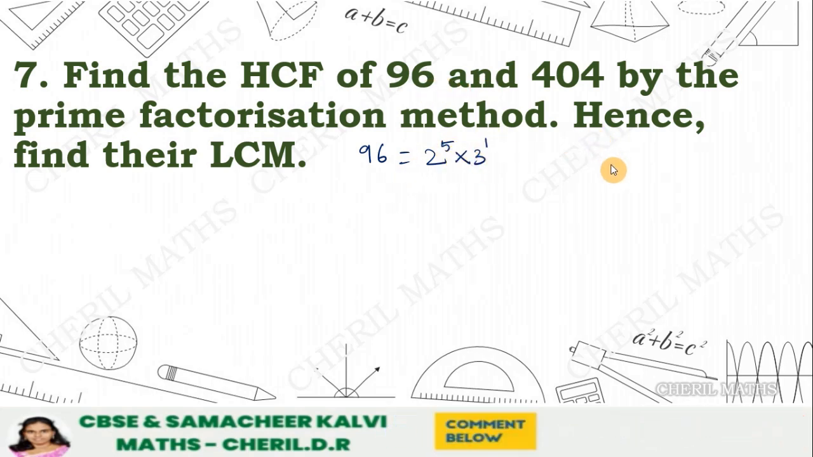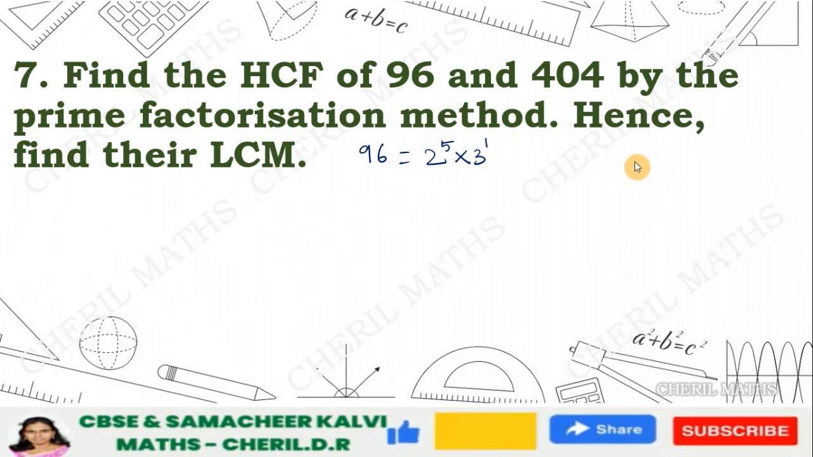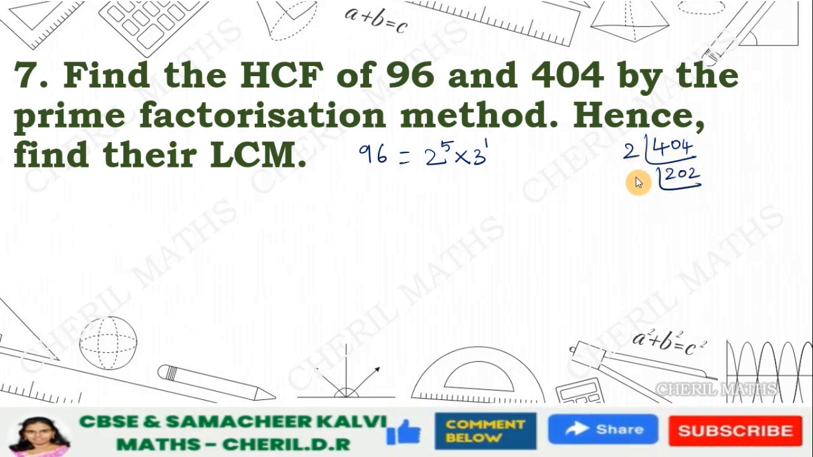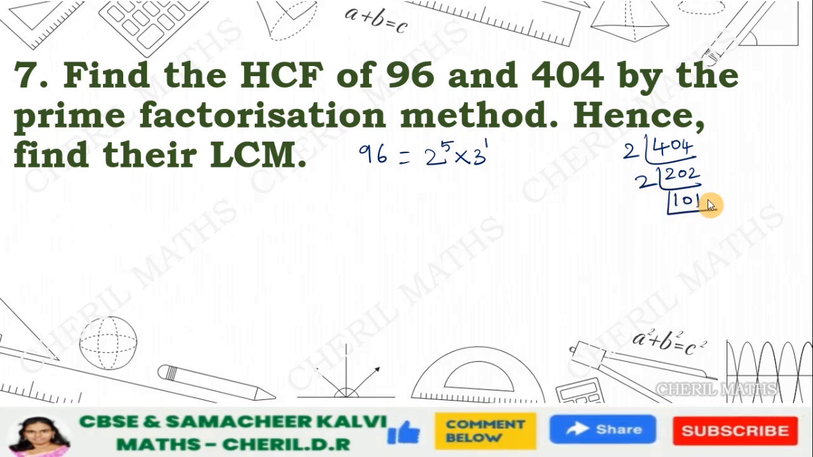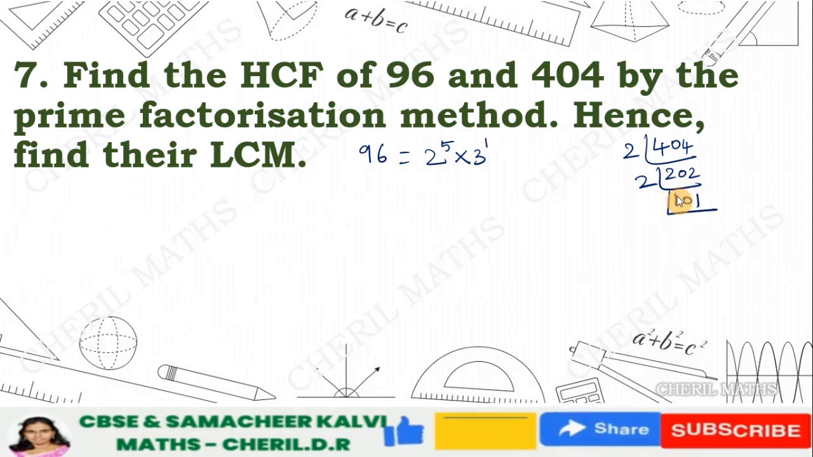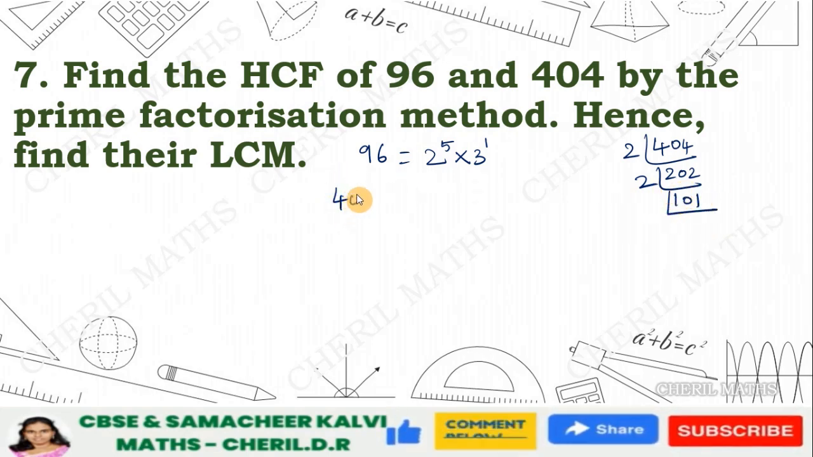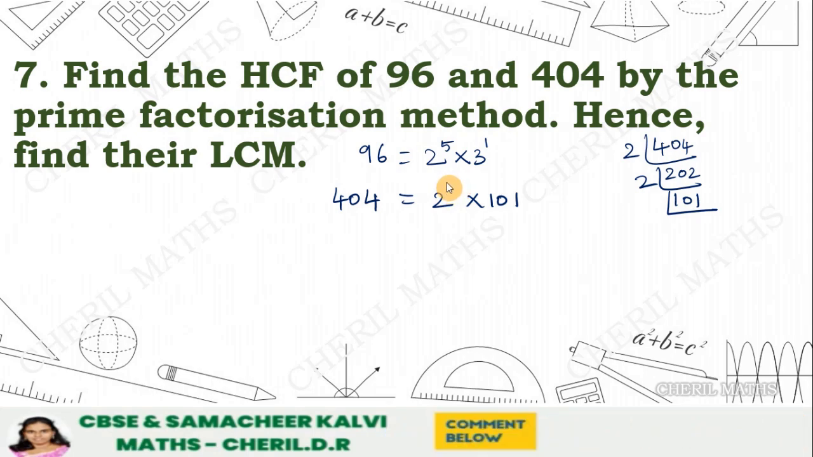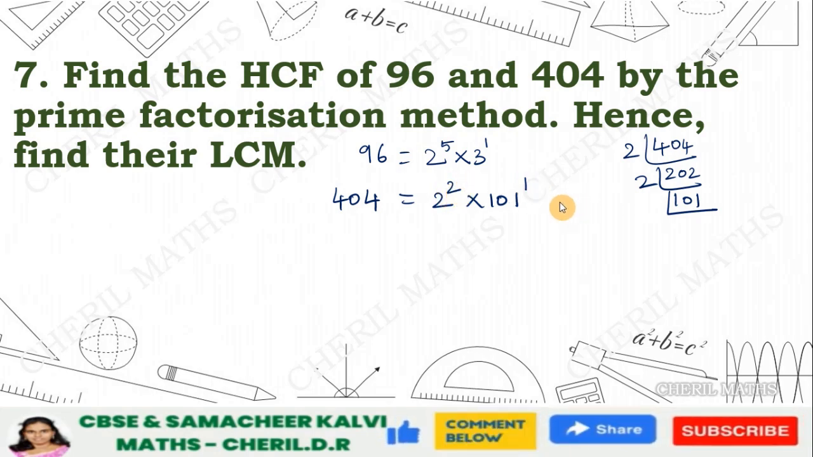Now let's calculate for 404. Dividing by 2, 2 2s are 4, 0, 2 2s are 4, 2 table 1, 0, 1. After this you won't get another factor because 101 is itself a prime number. So for 404 we get 2 and 101 as the factors: 2 power 2 and 101 to the power 1.